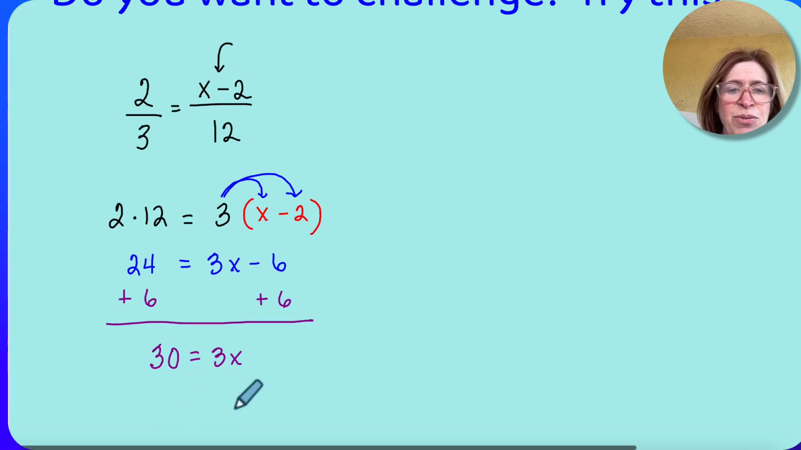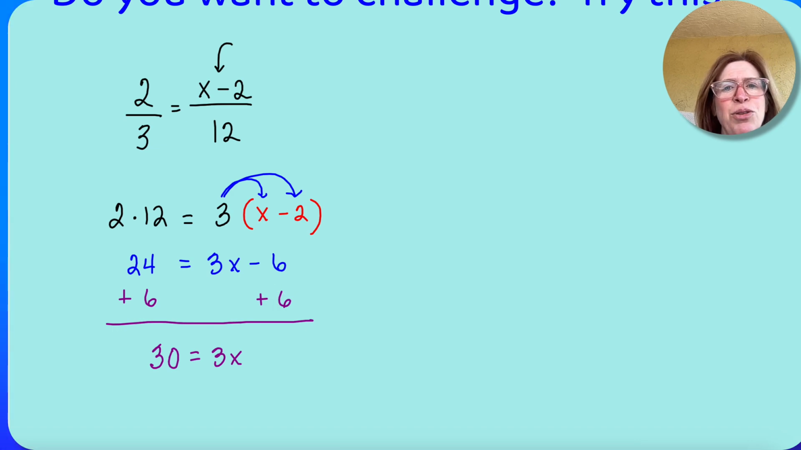All right, so now I have to undo the x. So 3 is being multiplied to the x. So what do I need to do? I need to divide both sides by 3. And so x equals 10.